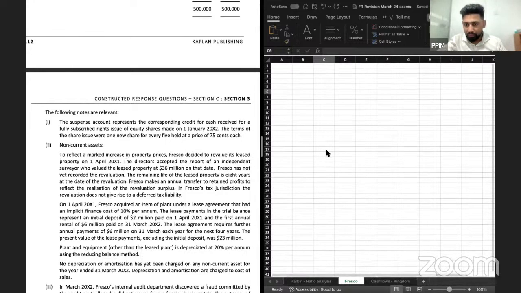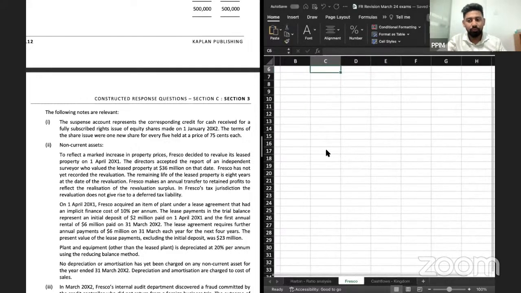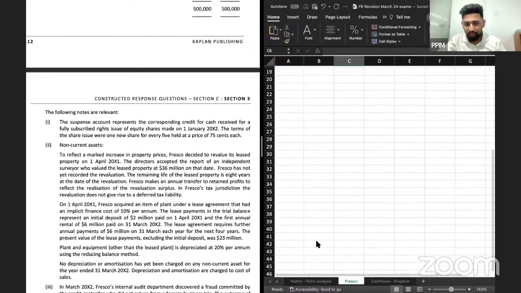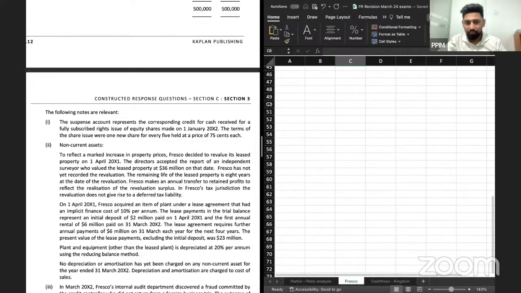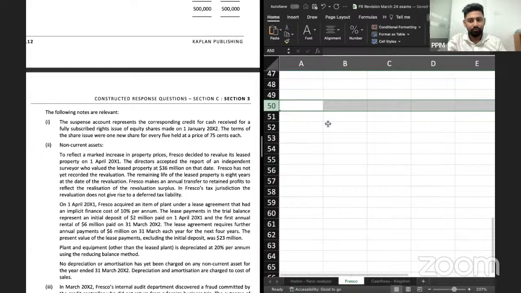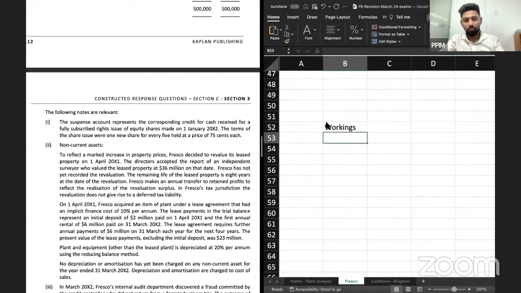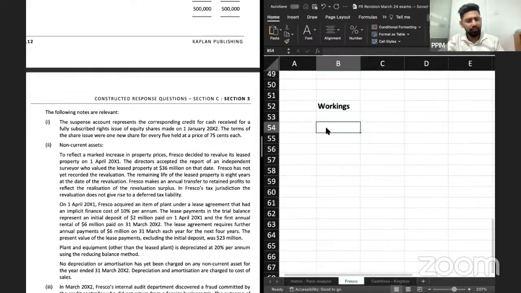Like always, what you do in the exam is you leave about 50 lines, you come right to the bottom, and you write workings. Always workings. Then you do your workings based on the notes. You go through the notes once and do your workings, and based on your workings, you work your answers out. Sounds like a plan?